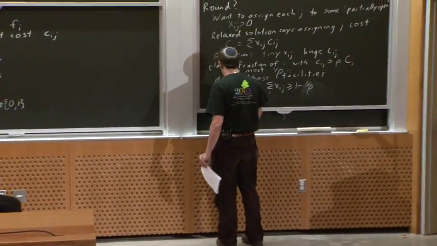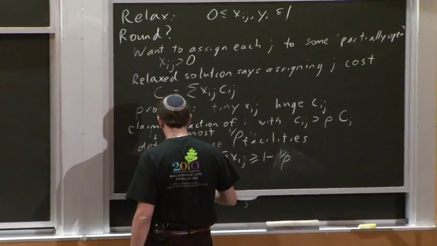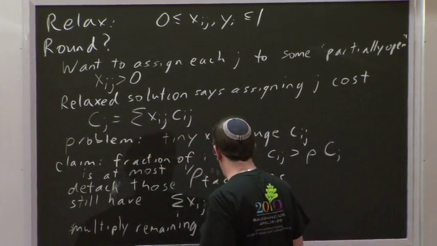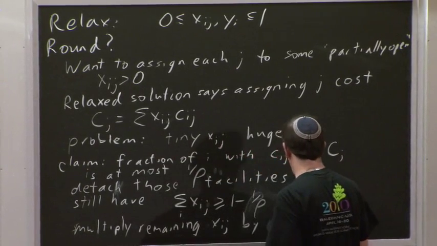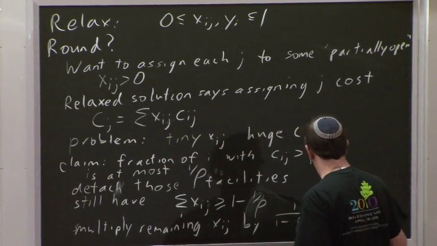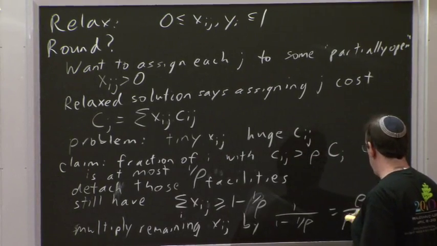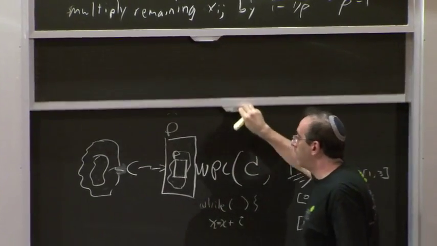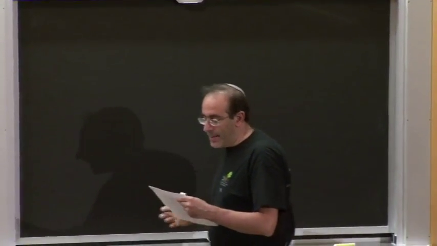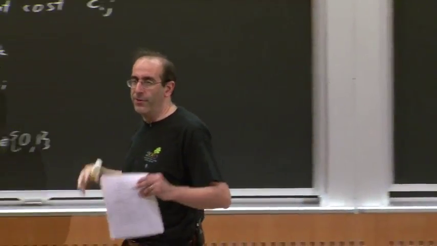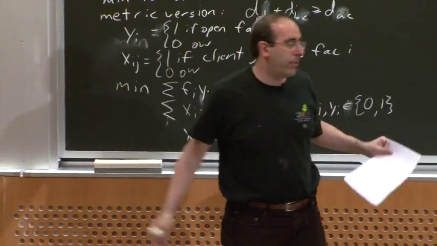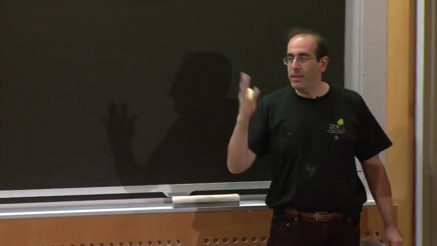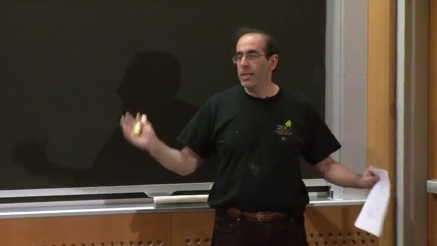Right. So I'm just going to multiply the remaining xij by 1 over 1 minus 1 over rho, which is rho over rho minus 1. Okay. So this is a step that is known in the literature as filtering. It's just that the first person to publish picked that name. So you're filtering away the expensive destinations, and you get a new feasible solution.